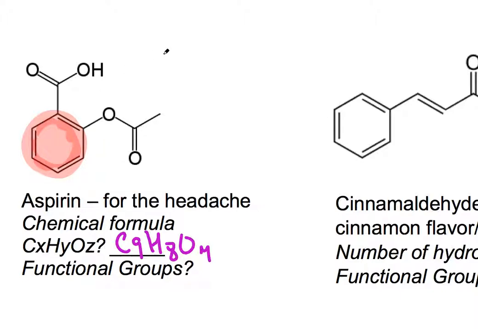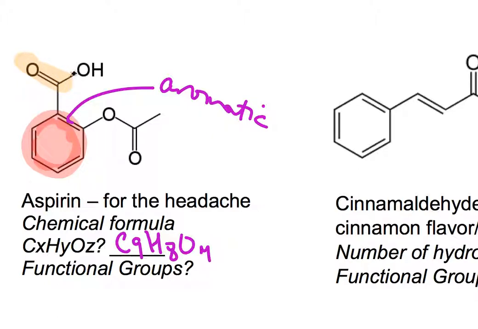This is called an aromatic or benzene ring. Okay, so I'm going to label it aromatic. I'm basically just matching the structural features to that chart that we just looked at. Okay, another functional group would be, I see a C double bond O, here's my carbonyl group.